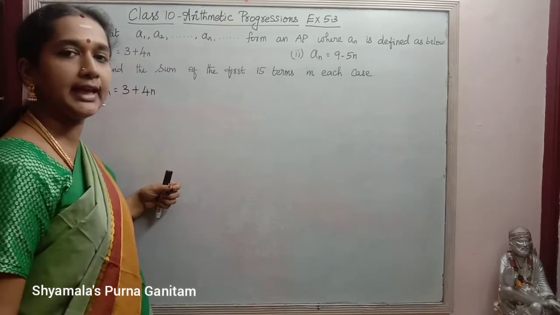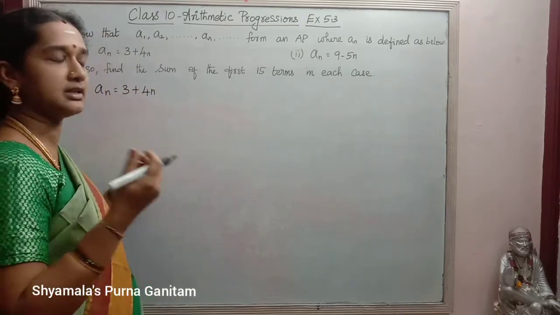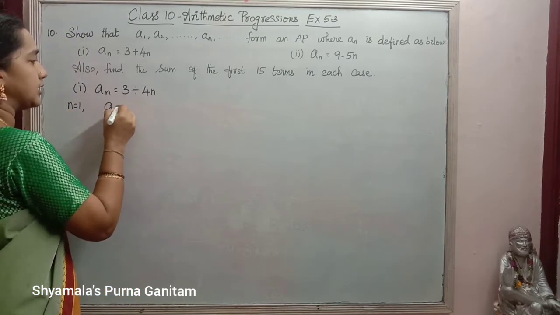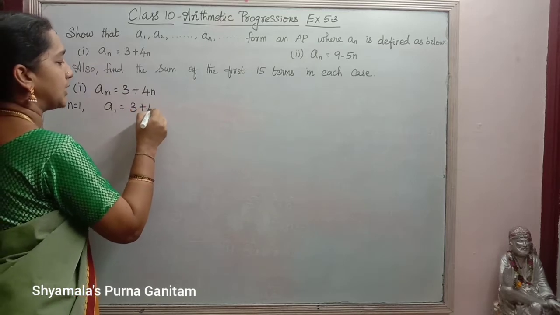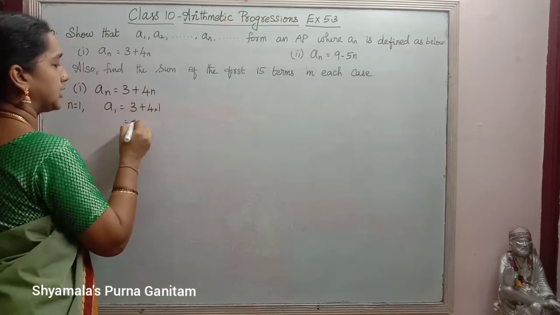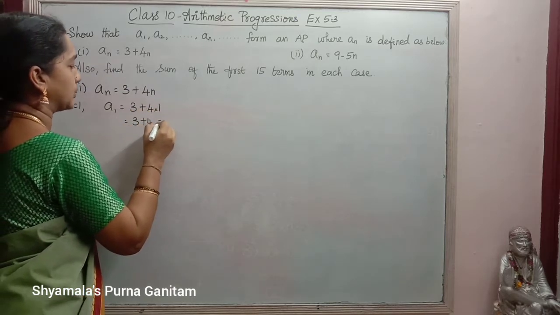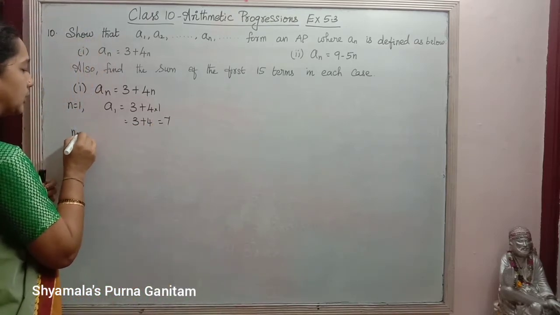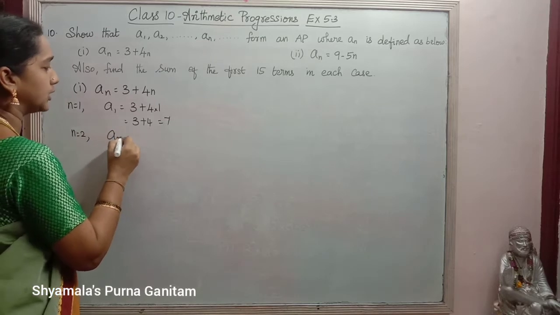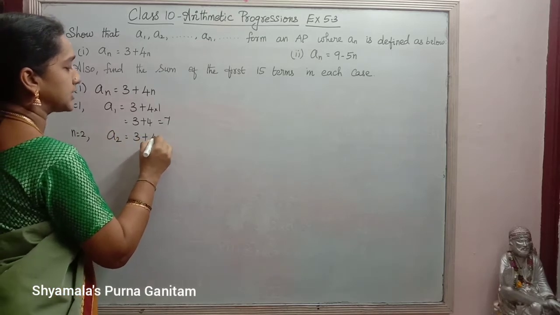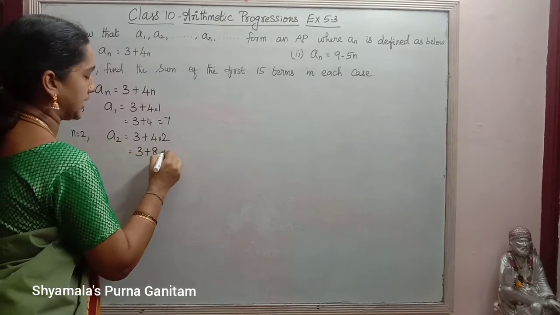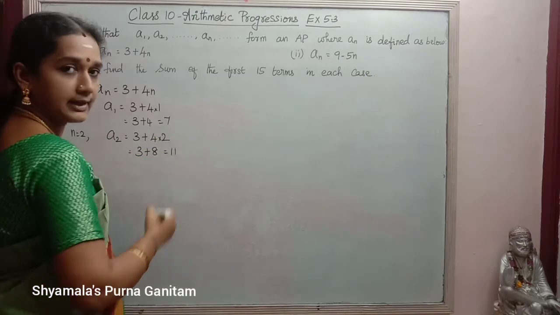So, first we will take n is equal to 1. If n is equal to 1, then A1 is equal to 3 plus 4 into 1. So, that is equal to 3 plus 4, so A1 is 7. Then, n is equal to 2. So, A2 is equal to 3 plus 4 into 2. 3 plus 4 2s are 8. So, 3 plus 8 is 11.